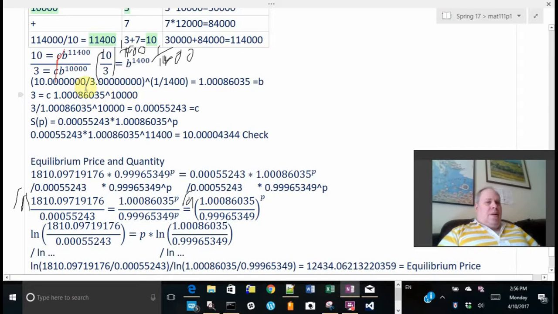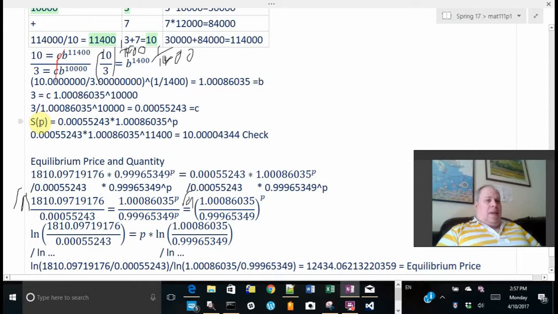Alright? So, now I'm going to use the bottom of this. 3 equals C times B to the 10,000. So here we have this equation, and now I know what B is, so I divide both sides by B. That's 1.00086 something to the 10,000. And there we see that division, and that gives me 0.00055243 equals C. Once again, I'm using lots of zeros just to make this behave and give me enough digits of precision.